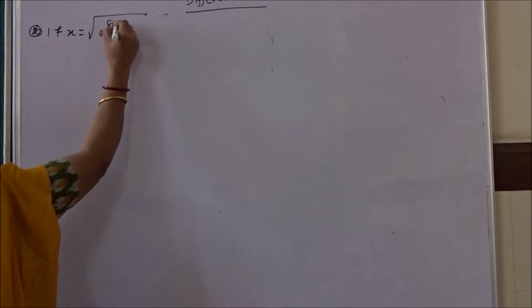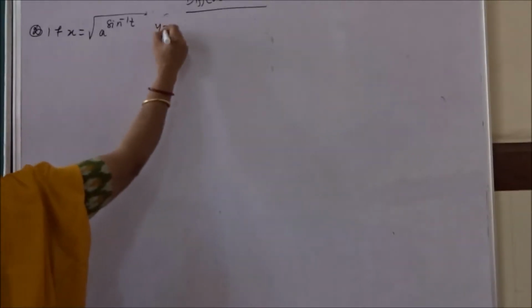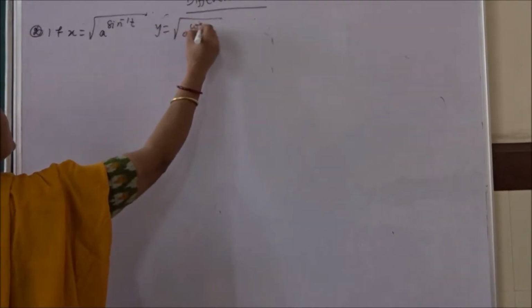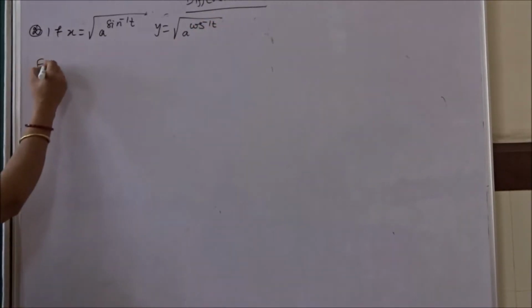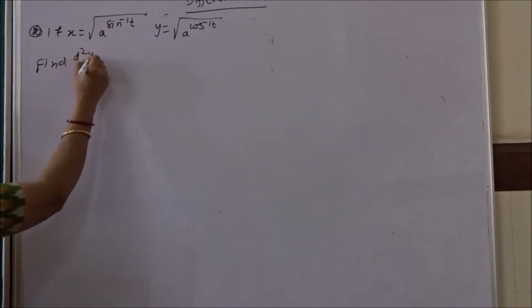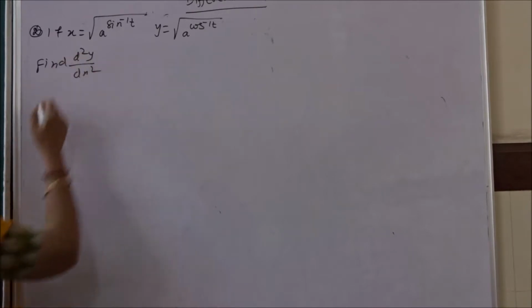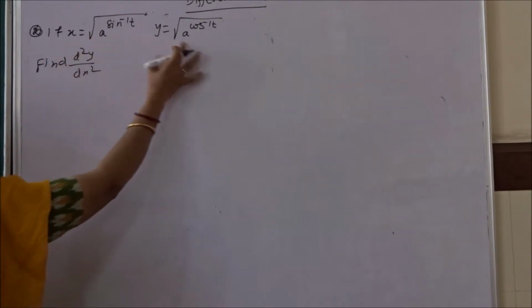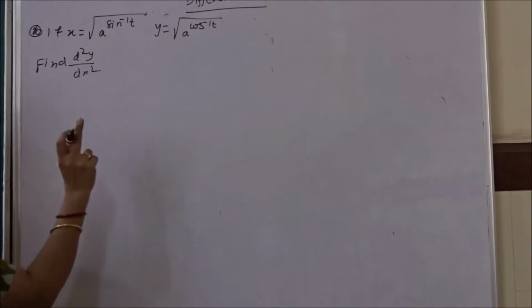Suppose they have given x is equal to under root of a power sine inverse t, and y equal to under root of a power cos inverse t. Now find d square y by dx square. Okay, fine. Now see, x is this, y is this. Before finding d square y by dx square, we need dy by dx.